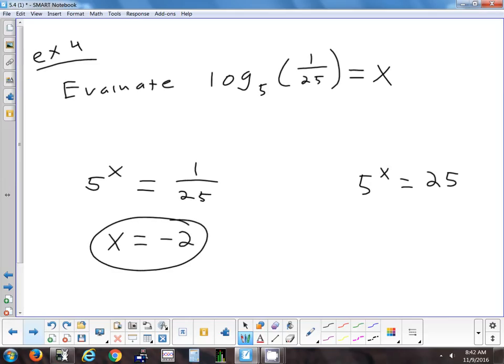Okay. Now, if 25 wasn't a power of 5, you couldn't do this. Say I made this 1/24. You can do it with a calculator if you know how to type in a base 5. But you wouldn't be able to do what we just did.